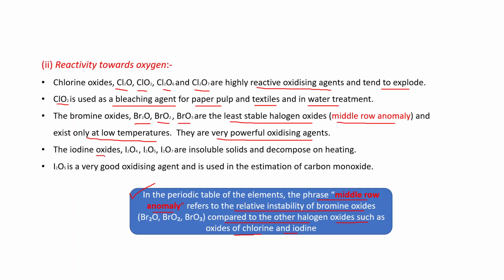The iodine oxides I2O4, I2O5 and I2O7 are insoluble solids and decompose on heating. I2O5 is a very good oxidizing agent and is used in the estimation of carbon monoxide.